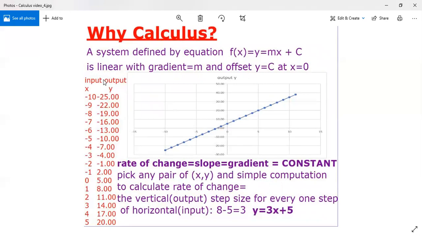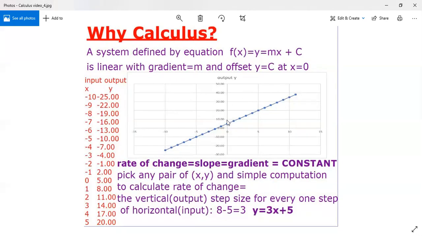If we have a data set such as on the left-hand side here, we can take any coordinate pairs and find the slope, the gradient, the rate of change between them. For example, from x equals 0 to x equals 1, there's a step change of 1 in x, the horizontal. How much change in the vertical? 8 minus 5, 3. So the gradient is 3, it does not change. A linear system is described by the function y equals mx plus c, where m is the gradient and c is where it crosses the y-axis.